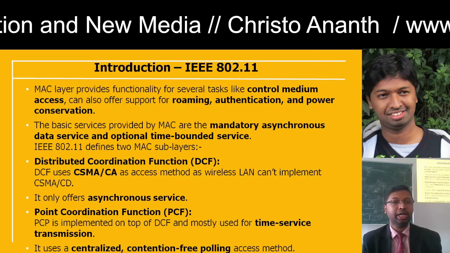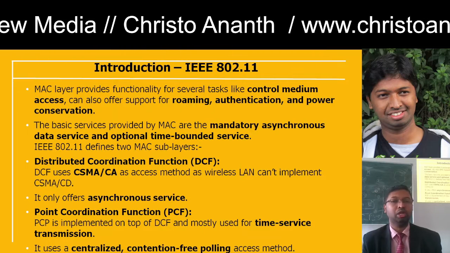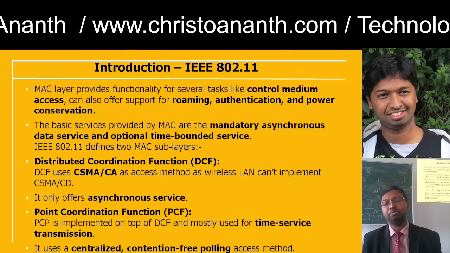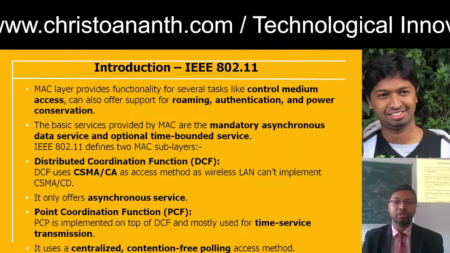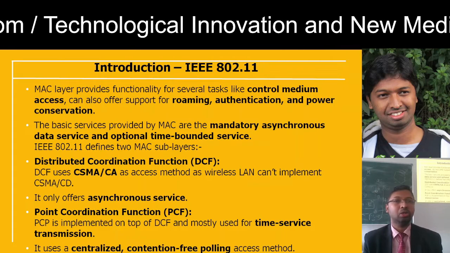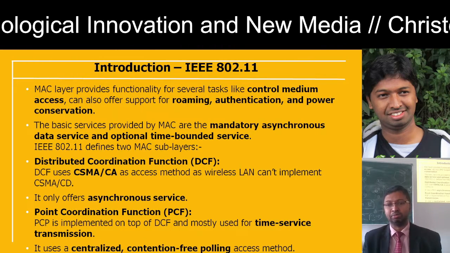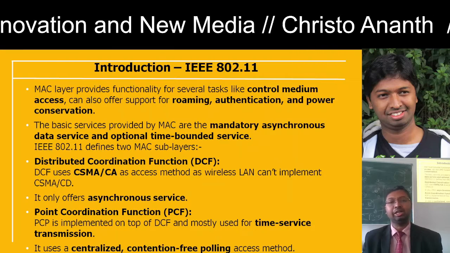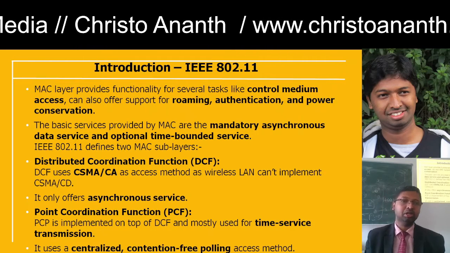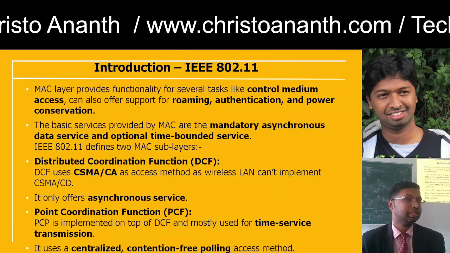So IEEE 802.11 has two MAC layers. One is DCF and the other is PCF. DCF is the distributed coordination function. It uses the carrier sense multiple access with collision avoidance technique as the access method, as the wireless LAN cannot implement carrier sense multiple access with collision detection. So it offers asynchronous services.